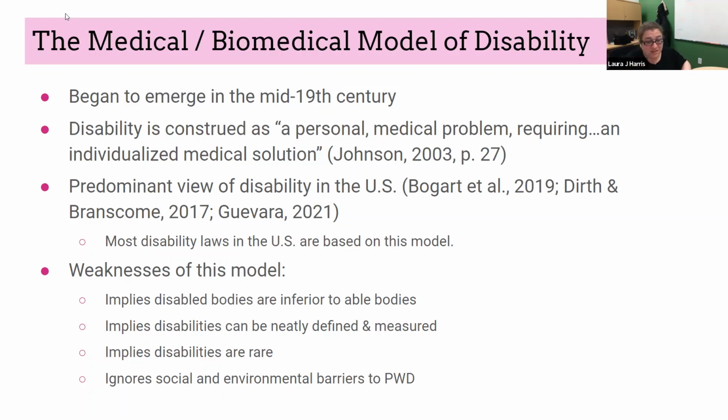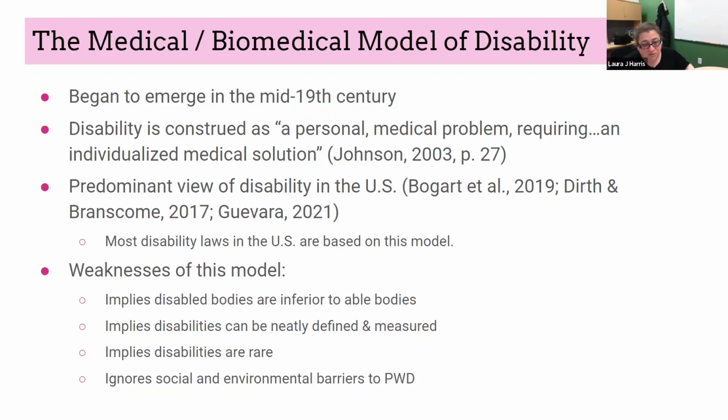And one of the other weaknesses of the model is that it implies disabilities are rare. And I think this is a particularly pernicious aspect of this model. And again, I'll refer to that as we go on in the presentation. But according to the CDC, actually 26% of adults in the US have a disability. So we're talking 1 in 4. And as you can probably tell from this slide alone, I have a lot of sources, and the CDC source I'm mentioning is listed in the reference section, and I'll share my slides later.